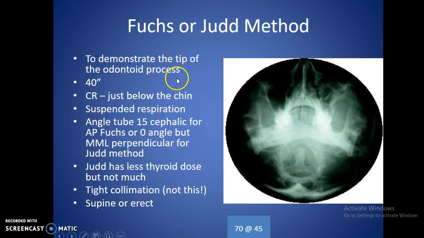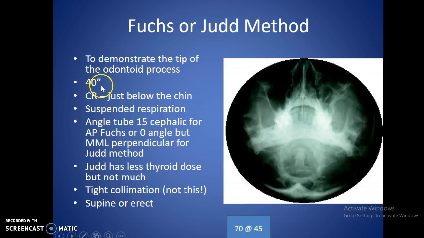Fuchs or Judd. This is to demonstrate the tip of the odontoid process. So if you do not get the tip of the odontoid process, which you see here on your regular odontoid view, either because the patient can't open their mouth very much or their anatomy just precludes you from actually seeing it all, then you should do this view.